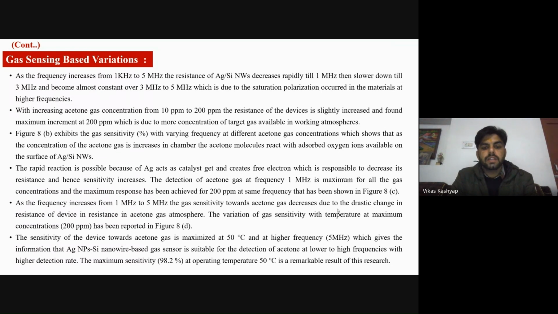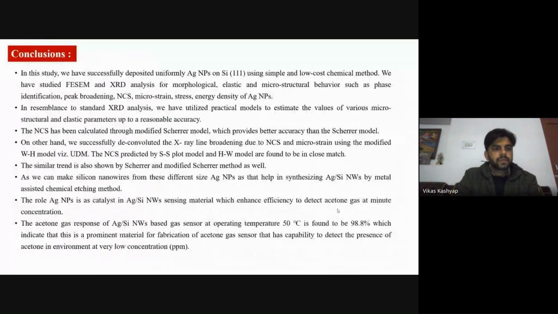The variation of gas sensitivity with temperature at maximum concentration has been reported. The sensitivity of the device toward acetone gas is maximized at 50 degrees Celsius and at the higher frequency of 5 megahertz, which shows that the Ag nanoparticle silicon nanowire-based gas sensor is suitable for the detection of acetone at lower to higher frequency with a higher detection rate. The maximum sensitivity at an operating temperature of 50 degrees Celsius is a remarkable result of this research.